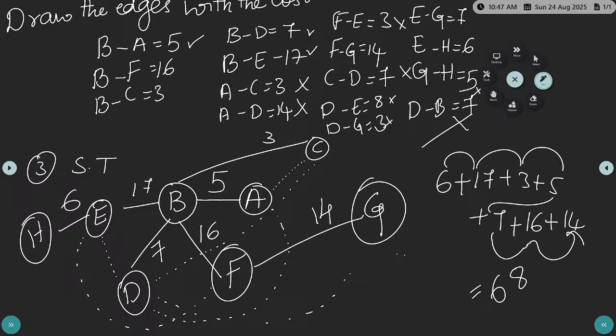You may get a different cost too. When you take another node as the root node, now I have taken B. So here I am taking B as the root node, sorry, source node, right? If I take D or E, the cost may change. From that you have to find out the minimum spanning tree. Is that clear?